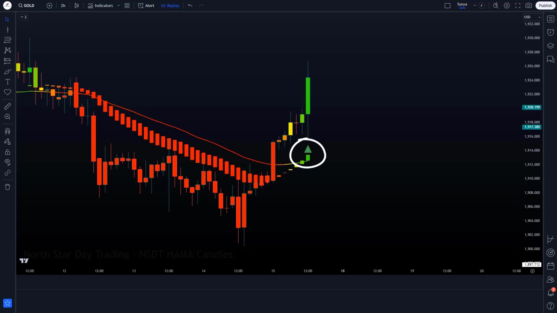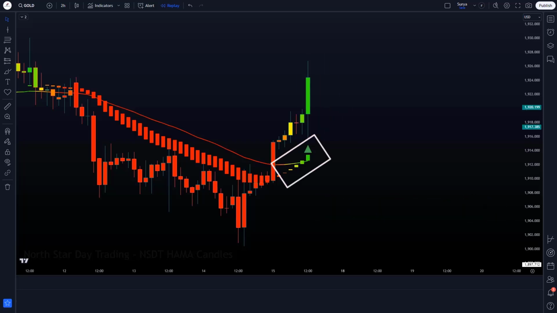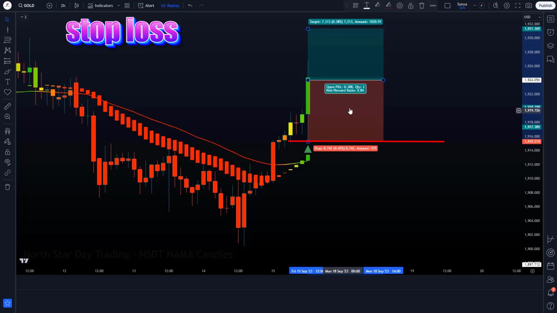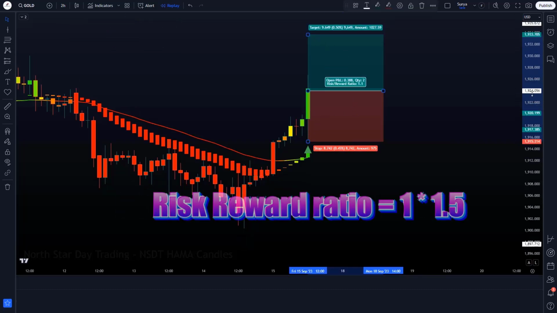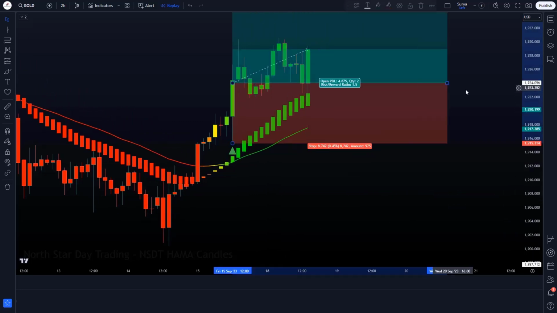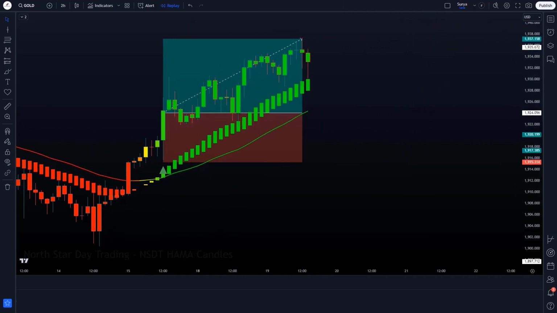When the Jack's Beginner Strategy Indicator has given a buy signal, when the market forms a bullish candle, and the NSDT Hama Candles indicator forms a green candle, if this condition is met, we will take a buy order. Our stop loss is to be placed at the previous low of the market, and the risk-to-reward ratio will be 1 to 1.5. Let's see what happens to our trade. Our trade is running in profit. We have won the trade. Let's find the next signal.